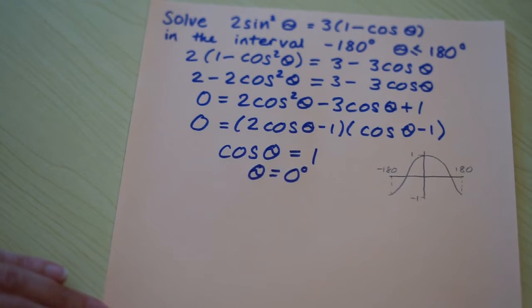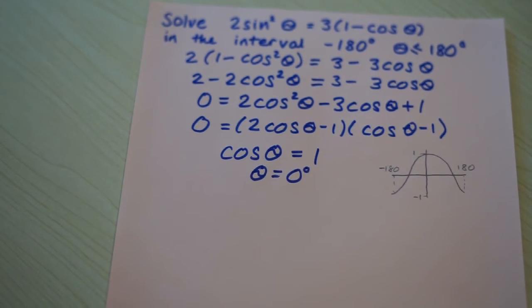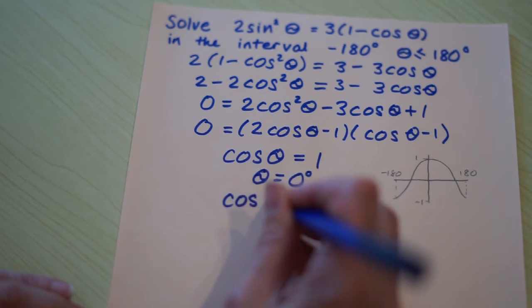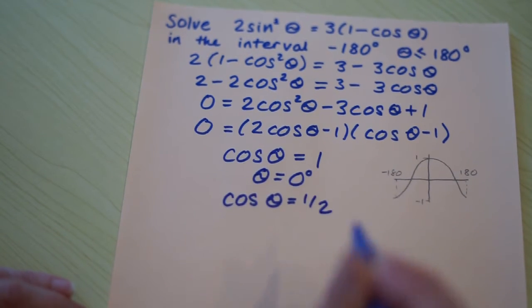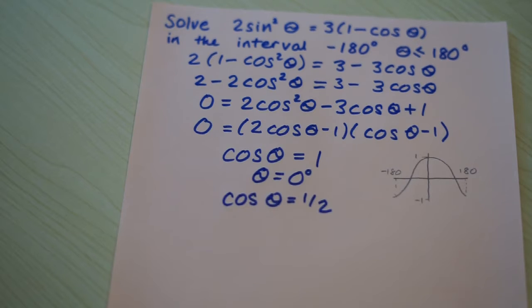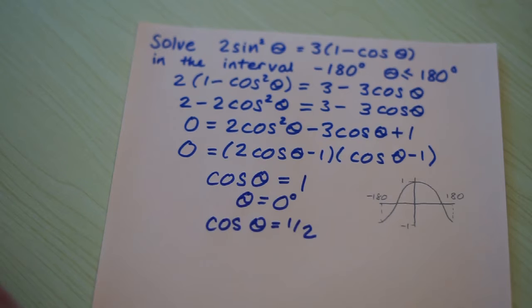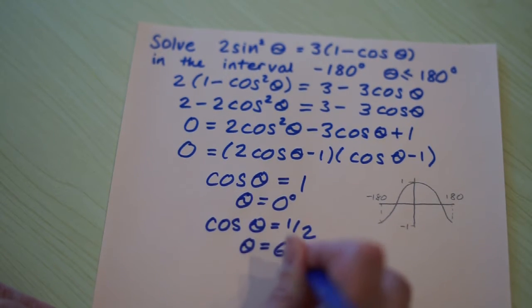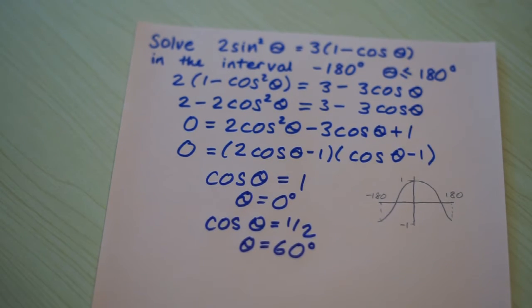So we can see that there's another solution from this, and that's cos theta equals a half. Okay, so when cos theta equals half, if we put that in the calculator, we get that theta equals 60 degrees. Okay, so we could, instead of doing this cos graph sketch, we could use the cast diagram to work out if there are any other possibilities.